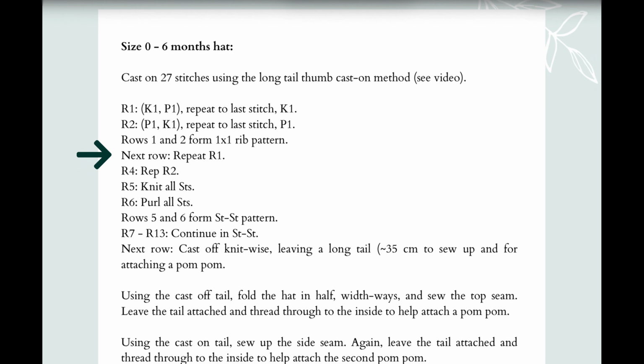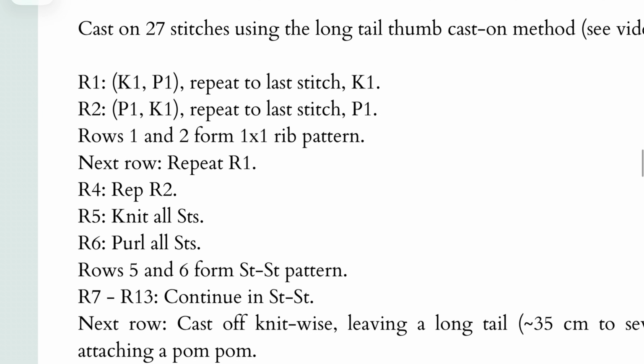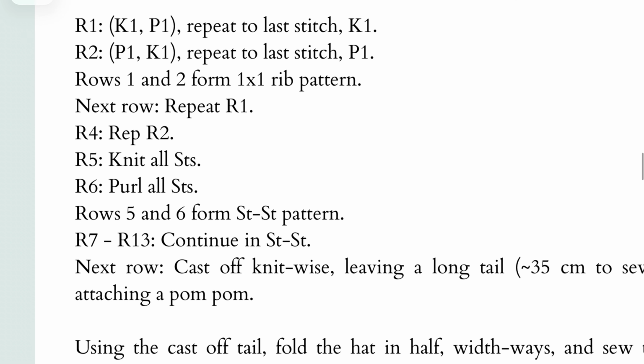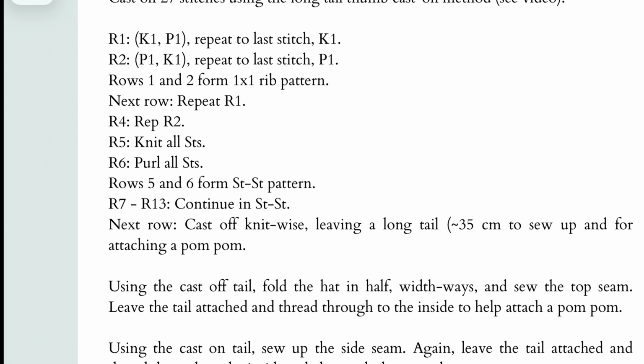So then the next row you're going to repeat row 1. So you go back up here to R1, and you've got knit 1, purl 1, and then repeat that again. Okay? So then when we go down, we're actually just going to repeat those. And then we've got a change here where it says row 5, you're going to knit all STS, so stitches. And then you've got row 6, purl all stitches, STS.